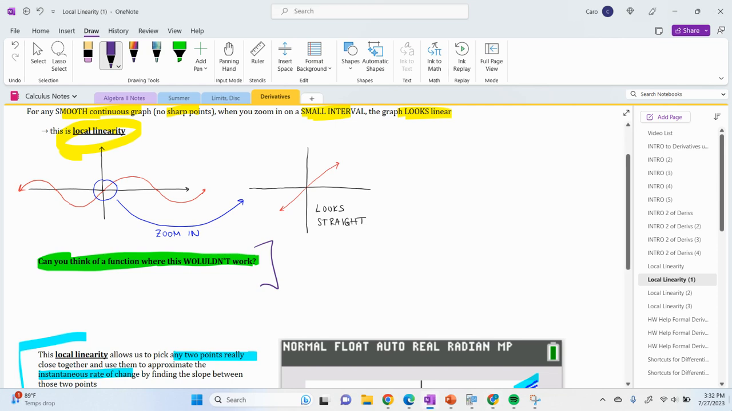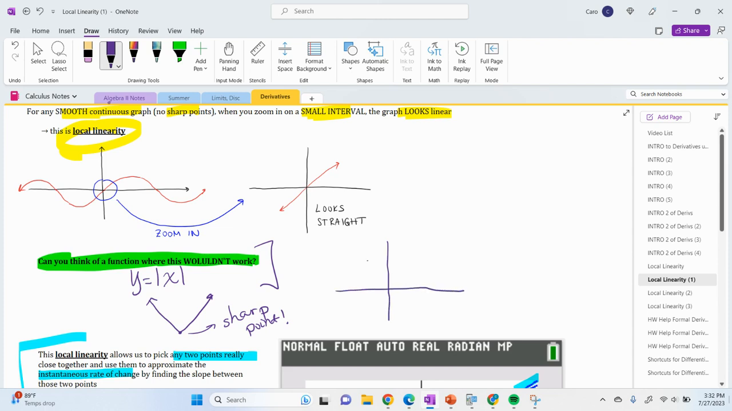Let's go ahead and jot that down so you have those words. So functions where it wouldn't work, we have y equals square root of x. That is the most basic example. And the reason that this doesn't work is because we have, so jot this down, a sharp point. Anywhere there's a sharp point, not locally linear. And I'm not going to actually write the equation down of that cubic because I did the absolute value of it. I'm just going to draw an example of a cusp. So a cusp can look like this. So this right here is a cusp.